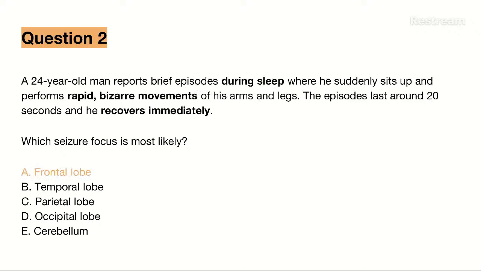So the correct answer is frontal lobe. Again, these are hypermotor seizures that tend to occur coming out from sleep or during sleep. So we've got the during sleep here, rapid bizarre movements and immediate recovery.